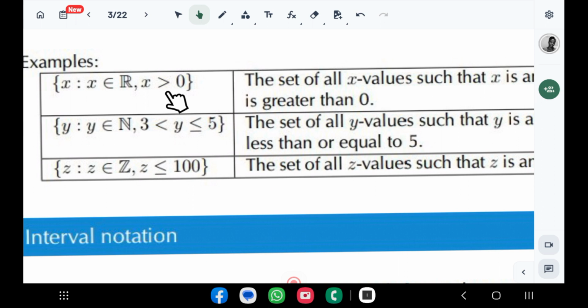Over here, your numbers do not include 0, so it's all the numbers greater than 0. Here it says z maps, z is an element of integers such that z is less than or equal to 100, meaning that 100 is included, and everything less than or equal to 100 is included in this set.